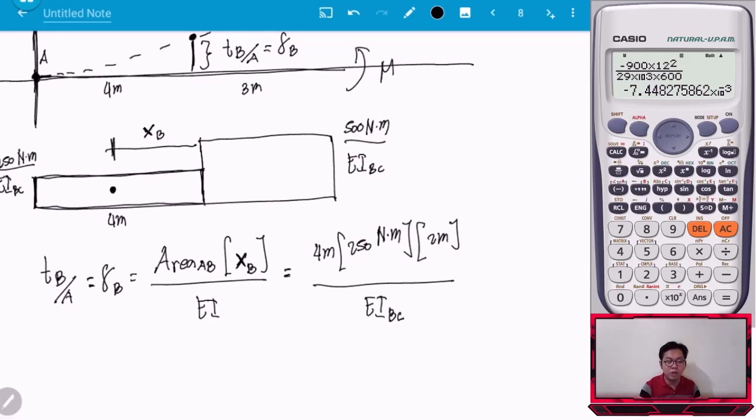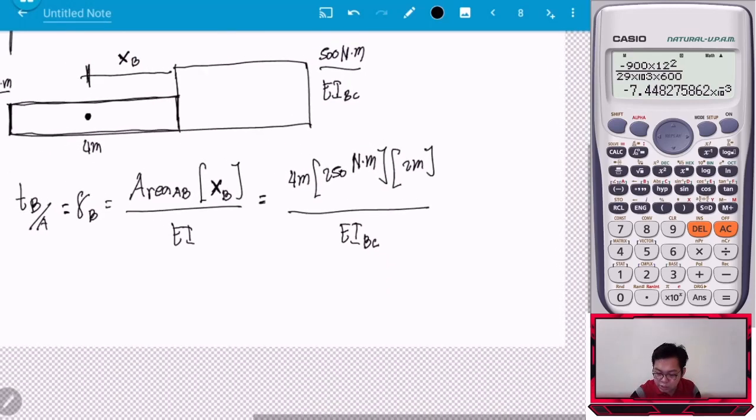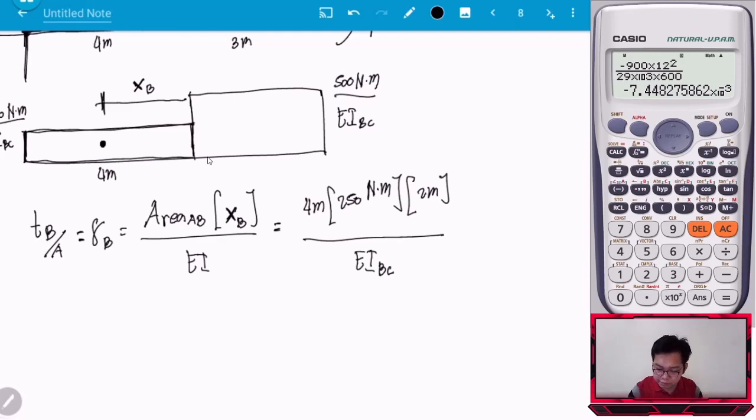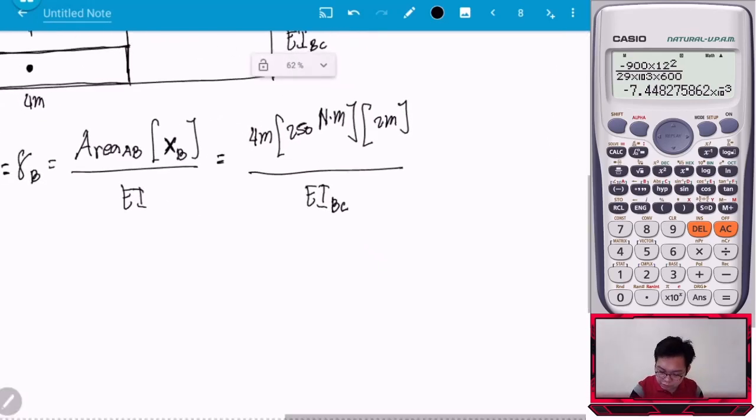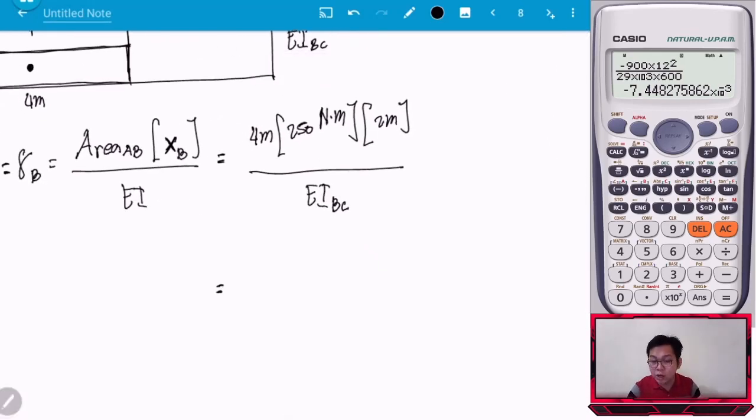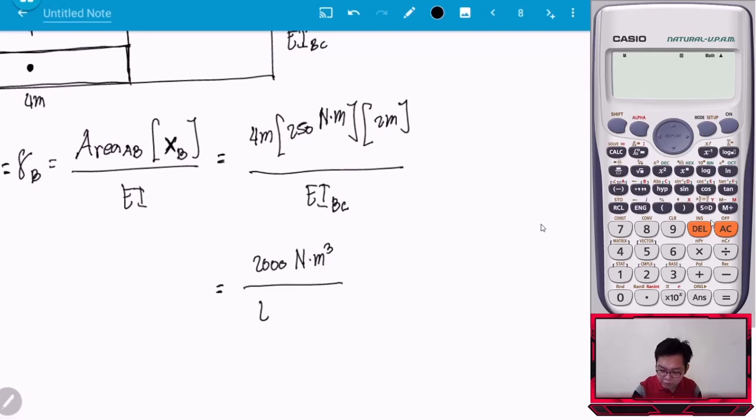Okay? So, I think pwede na, no? Pwede natin isolve yung deviation or yung deflection. So, check natin dito. So, 4 times 250, that's actually 1,000, no? Times 2. So, this is 2,000. Tama ba? 2,000 Newton m cubed. Tama, no? That is actually m cubed, divided by EI_BC.